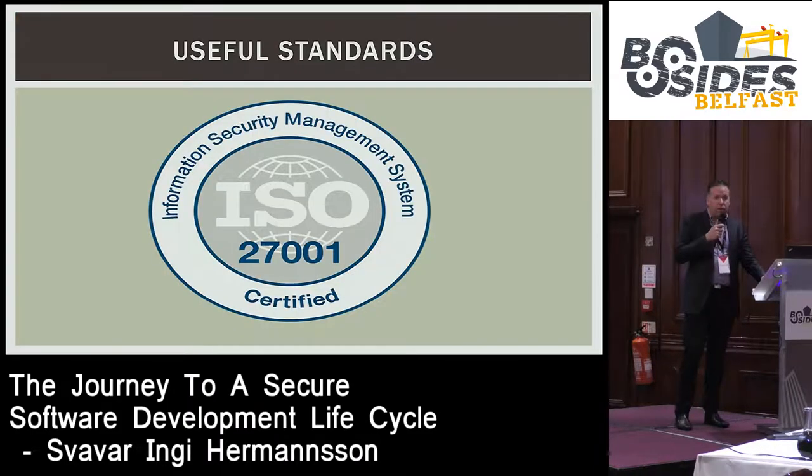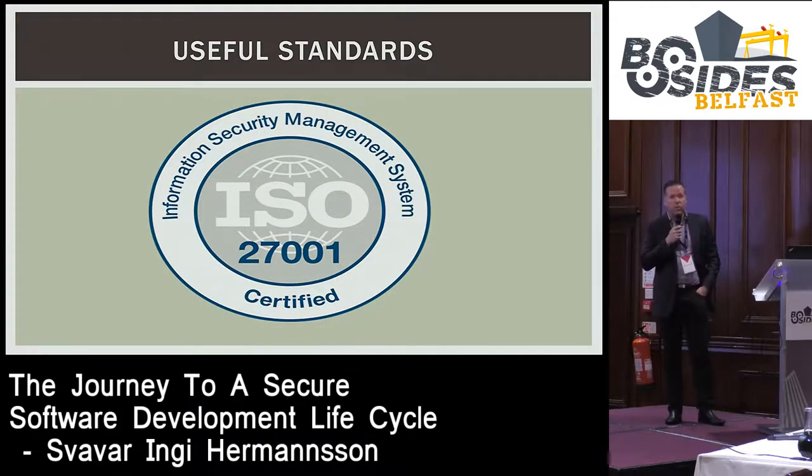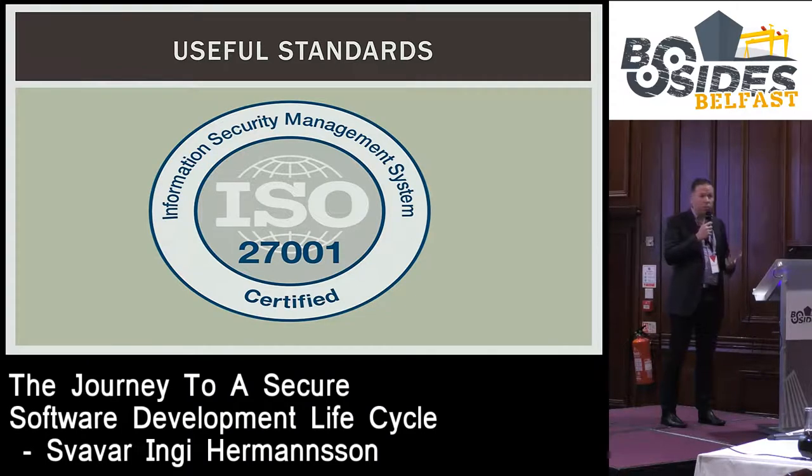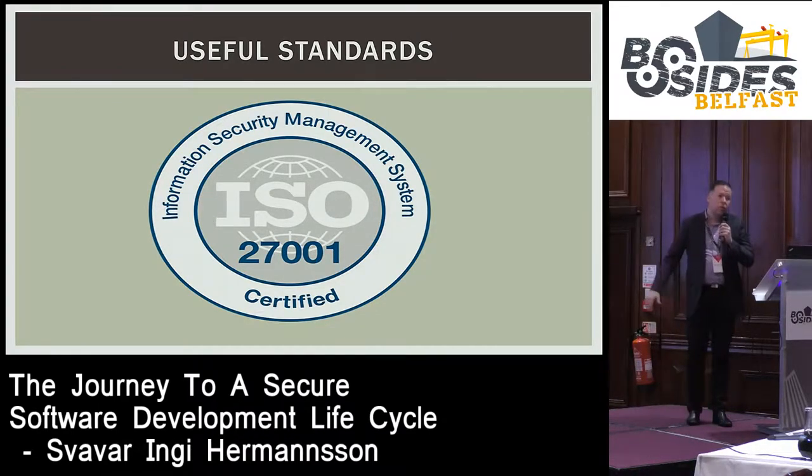The first standard I want to mention is ISO 27001. Those of you who are familiar with ISO 27001 know that this is not actually a software development related standard. This is a standard that guides you in how to implement a formal information security management system. So why is that important? Why is that the first standard that I'm mentioning? The reason is this. In order to be able to establish a formal and secure software development lifecycle, we need a strong and secure foundation.